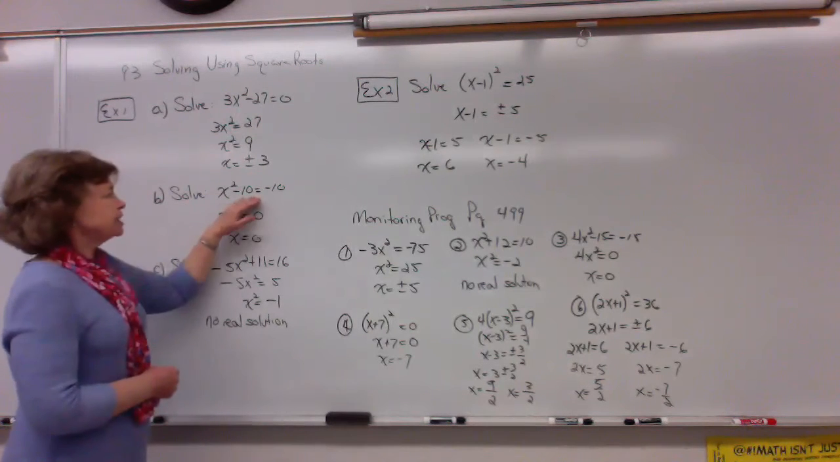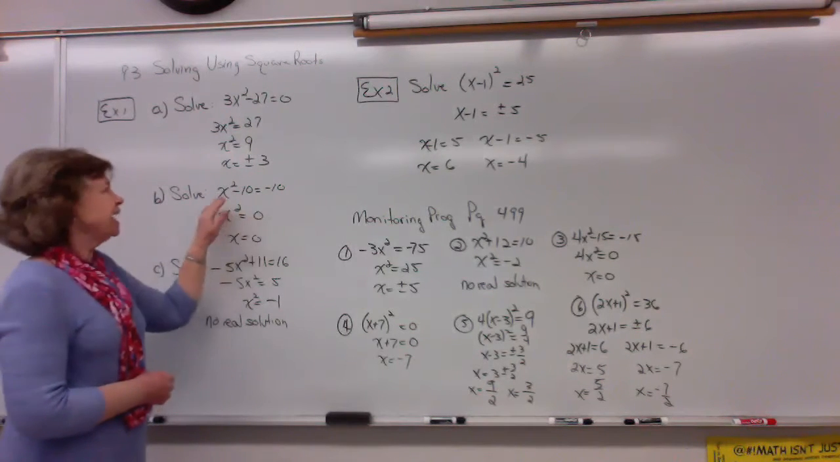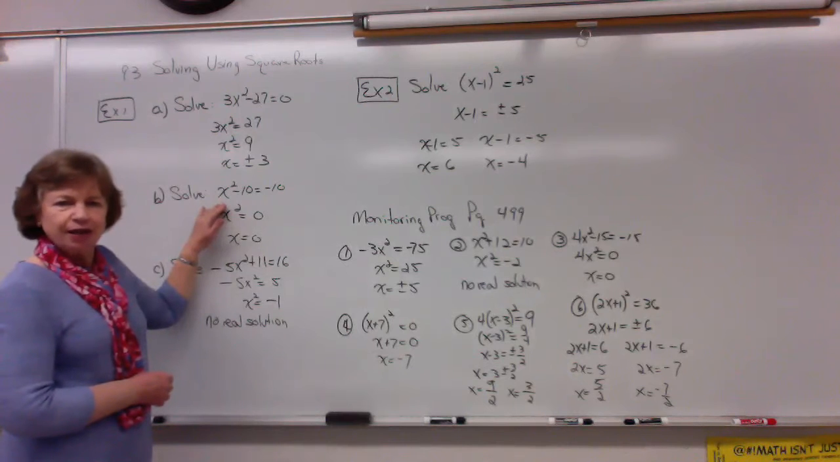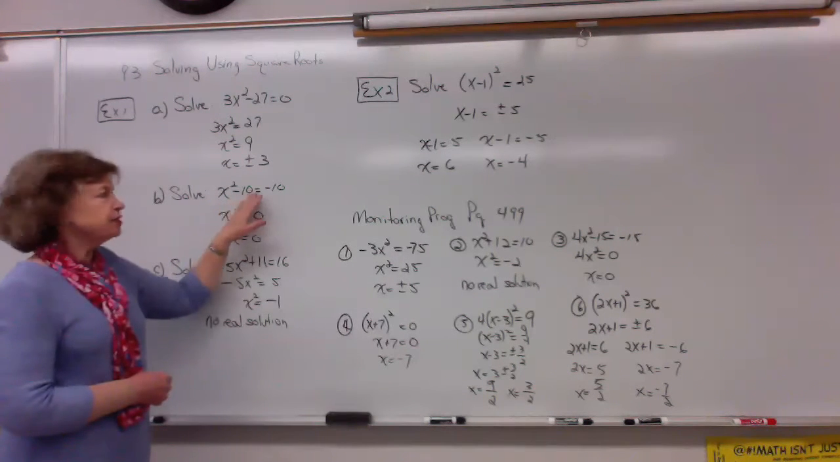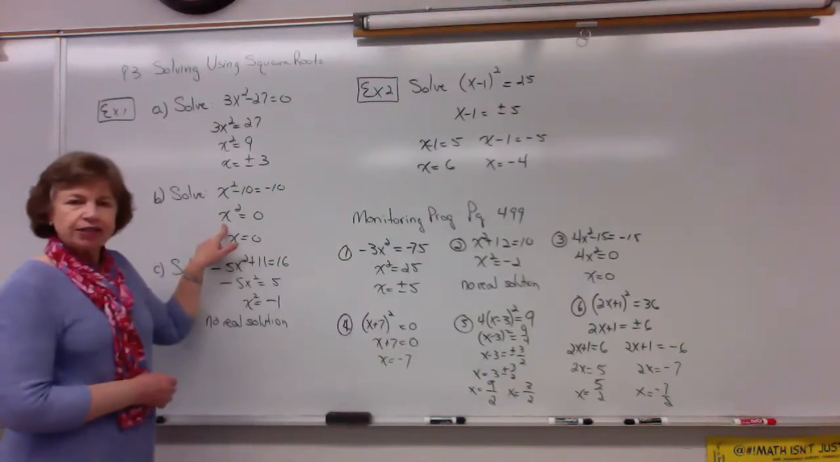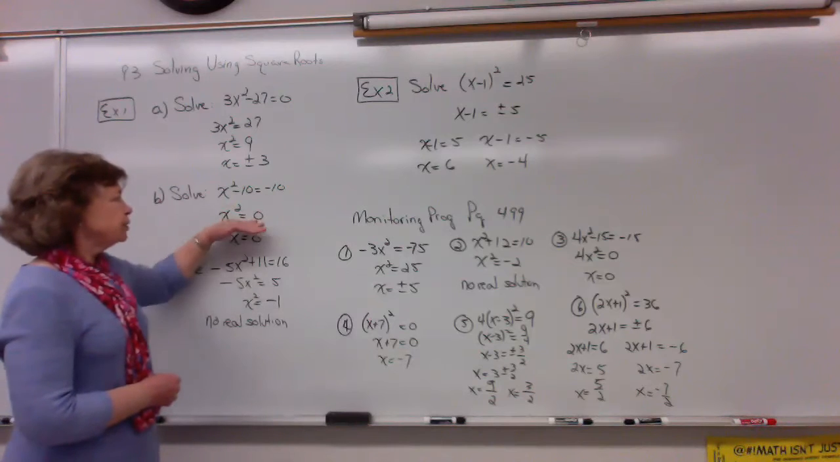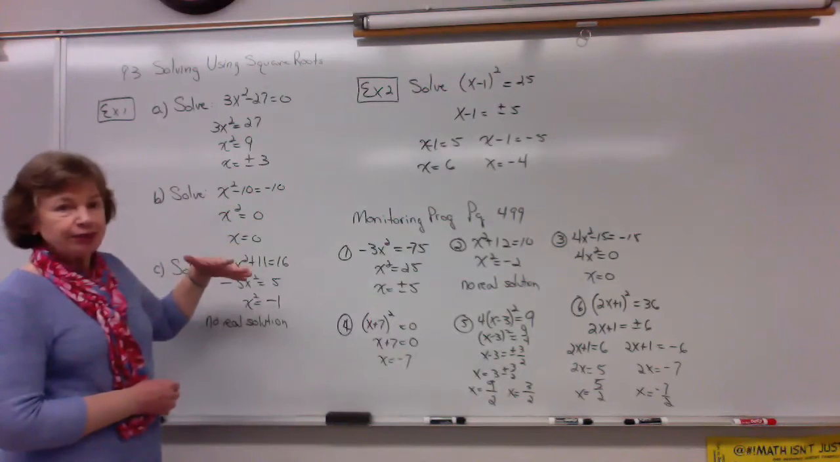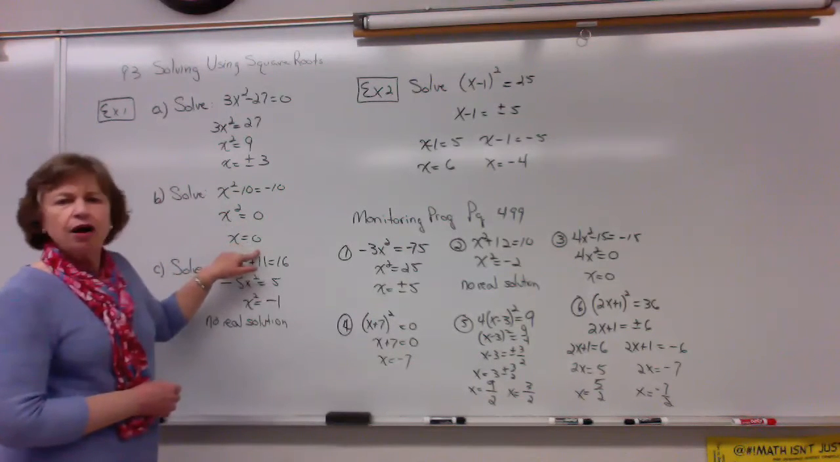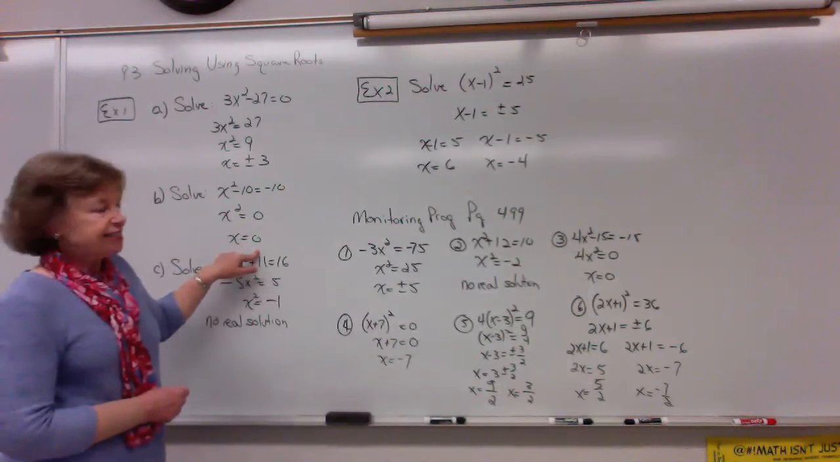For the b example, x squared minus 10 equals negative 10. Again, I'm isolating that x squared term. So in this case, you're going to add 10 to both sides, finding out that x squared is equal to 0, and the square root of both sides, the square root of 0, remember, is 0, so x equals 0. Only one root in this case.